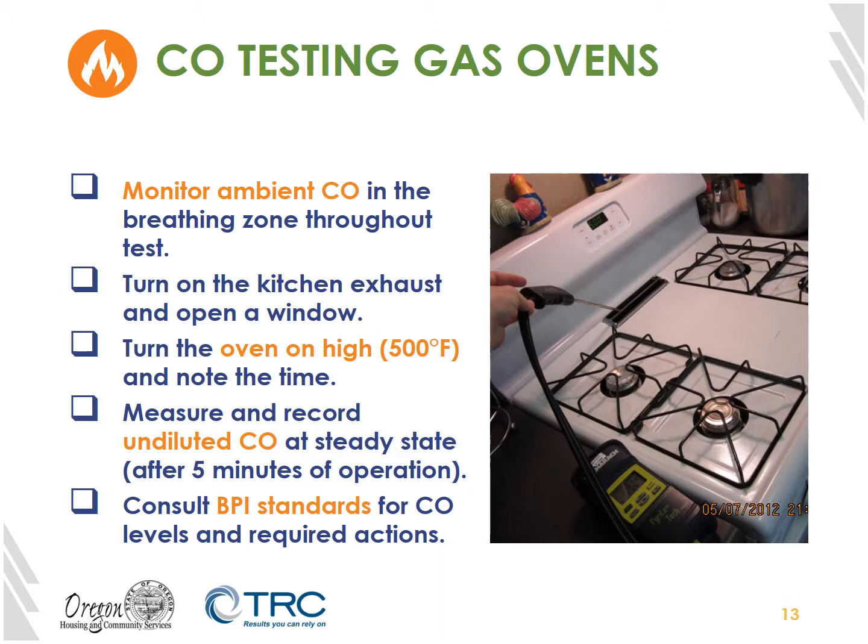Turn the oven on high, usually around 500 degrees, and note the time. We then want to measure and record the undiluted carbon monoxide numbers at steady state, which is usually after about 5 minutes of operation. And you should consult the BPI standards for CO levels and required actions. This is just a preview of what carbon monoxide testing for gas ovens can look like. It's not intended to be a full-scale training.